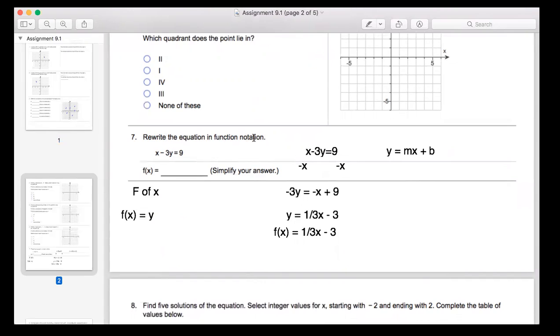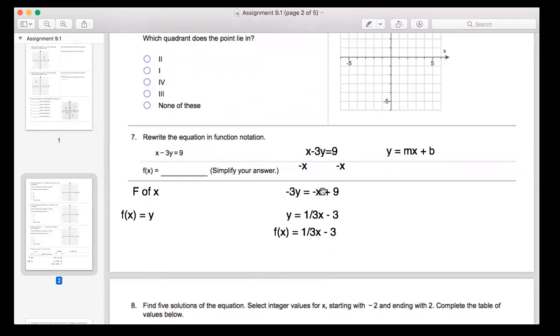So we're going to rewrite the equation in function notation, x minus 3y equals 9. If I start with the original problem, it's in standard form. Remember that ax plus by equals c. I need to put it into y equals mx plus b. So I subtract the x from both sides, and I get negative 3y equals negative x plus 9.